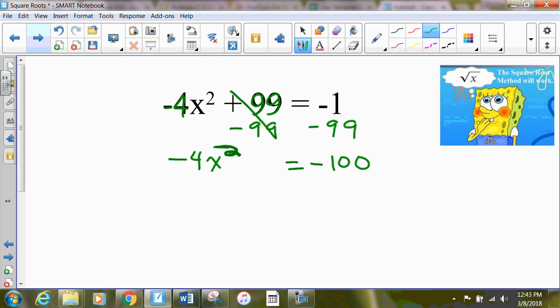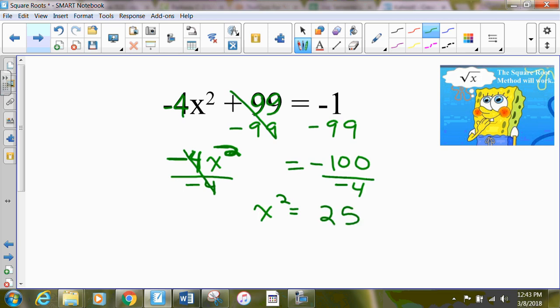That negative 4 is in the way of getting my x squared by itself. Since negative 4 is being multiplied by x squared, we're going to divide both sides by negative 4. And we get x squared equals, if you want to stop and put that in your calculator, you can. You realize, or you can do it in your head, you realize a negative and a negative cancel out, and 4 goes into 100 25 times.